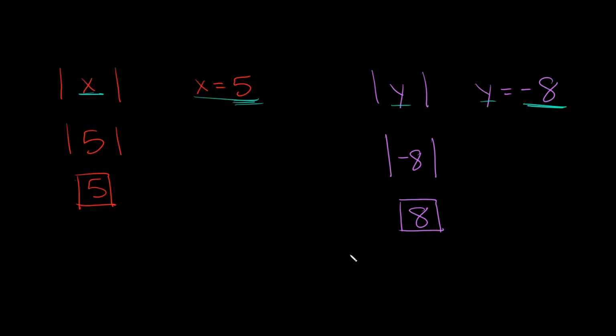Okay, so let's try a couple more. Now, what if I wanted to know what the absolute value of n was? But this time, I'm going to put a negative sign out here in front of the absolute value part. So notice this negative sign is not inside of these absolute value bars, right? This thing is out here in front by itself. So now let's say that n is equal to 12. So how would I simplify this?